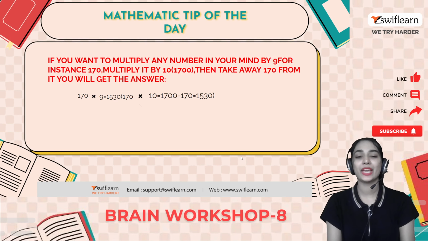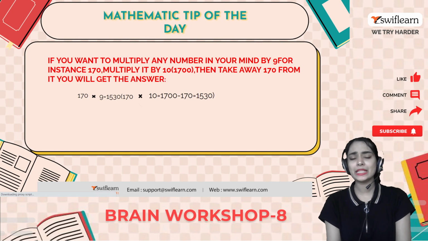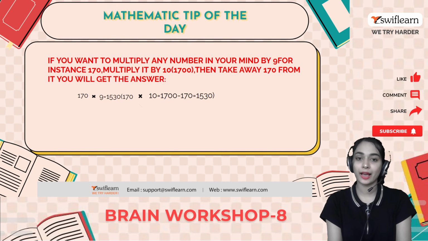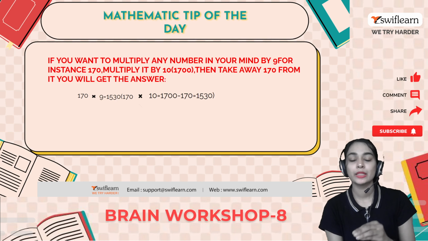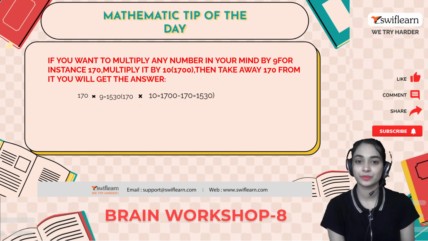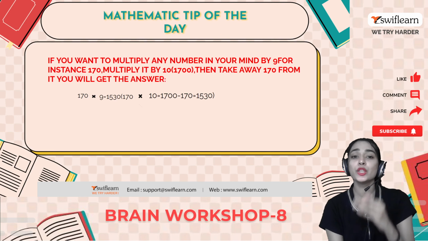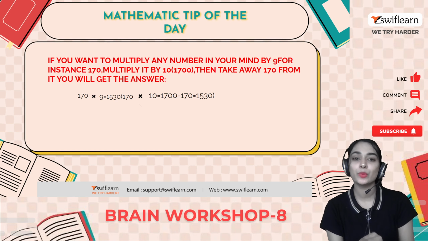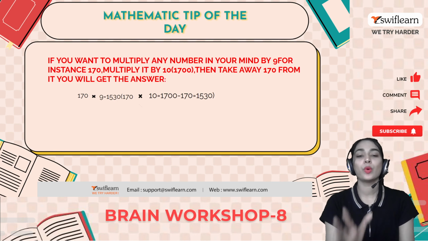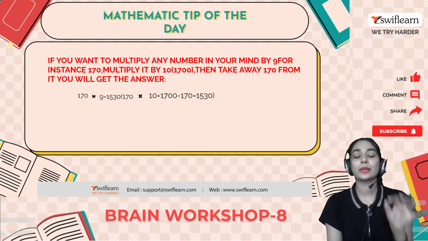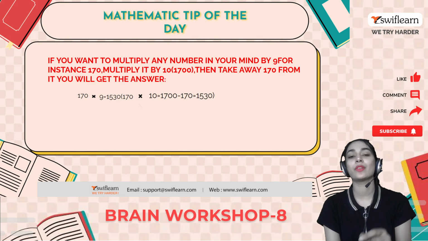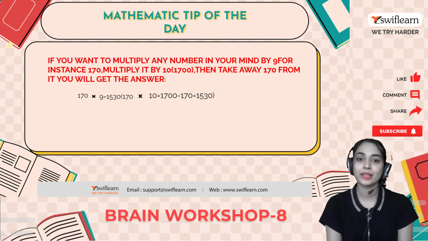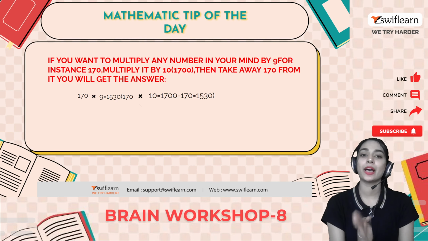And here I can give you a tip, the mathematic tip of the day. If you want to multiply any number in your mind by 9, for instance 170, what can you do? Here is an easy tip. First, you can multiply 170 with 10. So 170 times 10, and the answer will be 1700. So subtract 170 from this 1700. That will be the same answer which you want to get, 170 times 9.